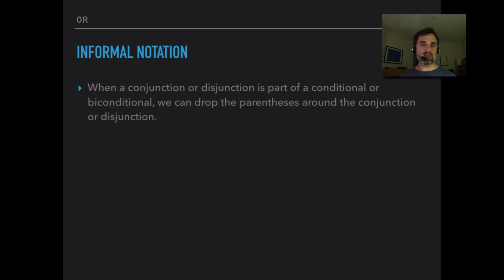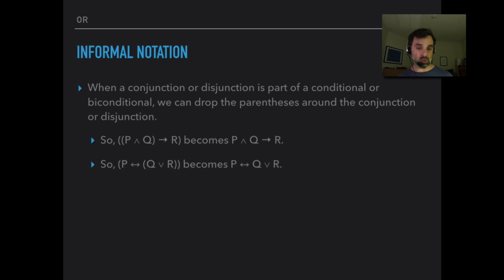We have the same behavior with conditionals and disjunctions that we have with conditionals and conjunctions. So for example, if you'll recall, if we have parenthesis P and Q parenthesis arrow R, we can drop the external parentheses because they're not needed for anything at this point. And then we say when you have a conjunction in the antecedent or consequent of a conditional, you can drop the parentheses around the conjunction. Well, the same thing is true with OR, and the biconditional behaves just the same as the conditional.